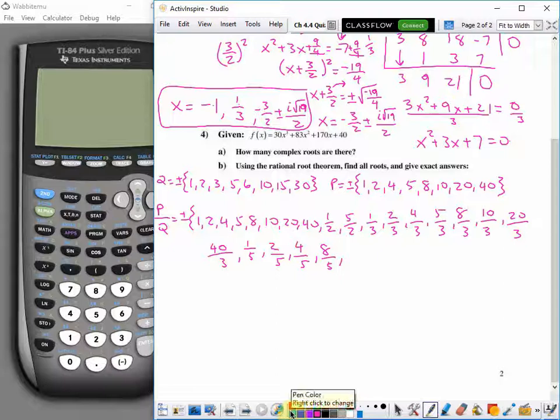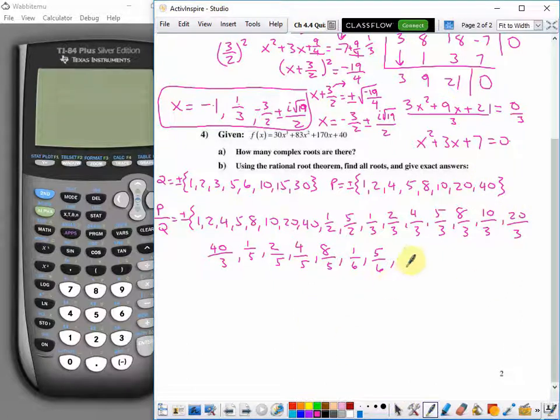So we have those. Next is everything over 6. 1 over 6. 2 over 6 is 1/3. 4 over 6 is 2/3. 5 over 6. 8 over 6 is 4/3. 10 over 6 is 5/3. 20 over 6 is 10/3. 40 over 6 is 20/3.